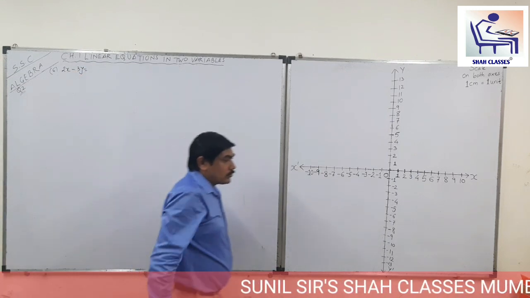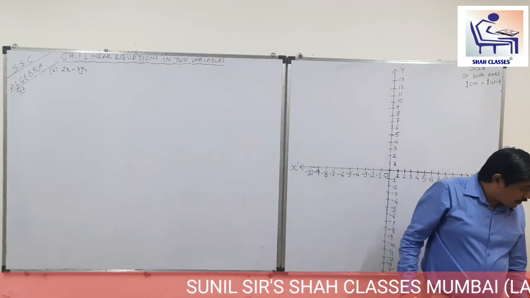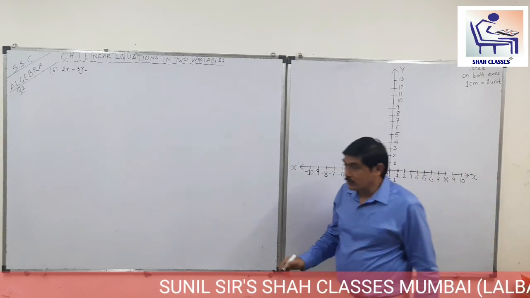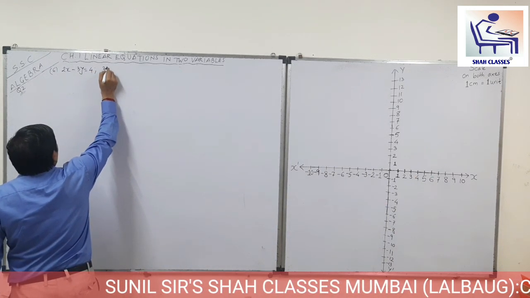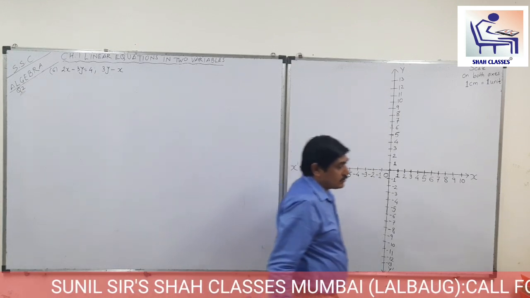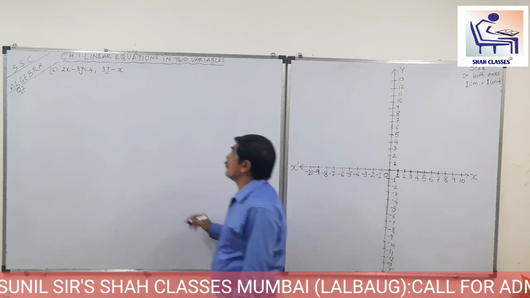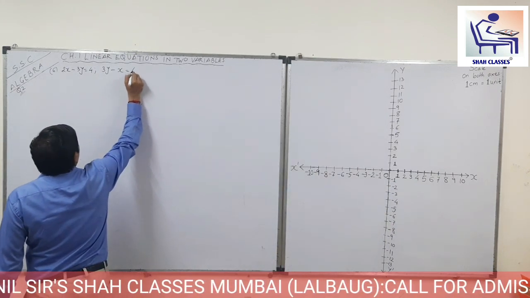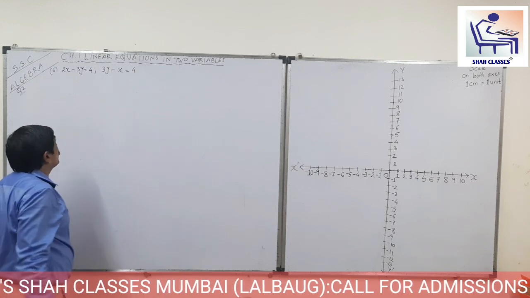is equal to 4. 3y minus x is equal to 4. It's the last sum of your exercise 1.2.